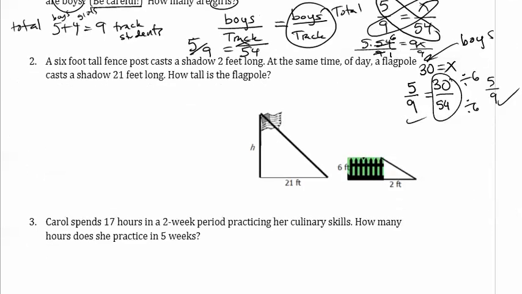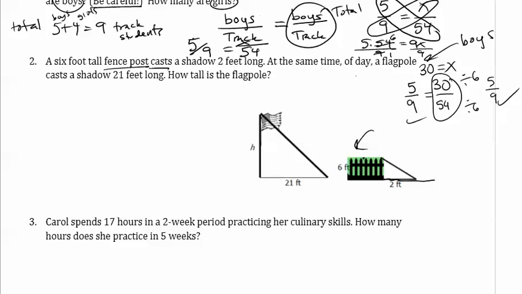Alrighty, let's go to the next problem. Okay, so in this problem, this is a geometry type problem. It says a tall fence post casts a shadow of 2 feet long. So we're looking at our fence post here. So that represents that one. And this would be the shadow of the fence post, and it's 2 feet long.